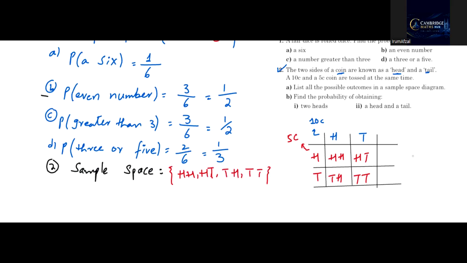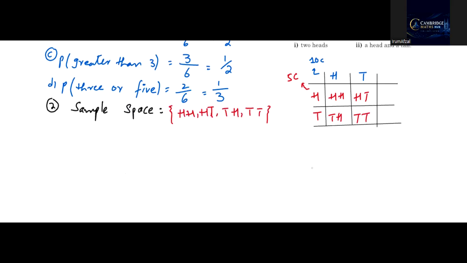But if we would be going on with the tree diagram, let's see how it would work. Like we have two coins. First of all, we have the 10C coin. So this is going to be head and tail. The second coin is going to have again head and tail, and head and tail for this category as well.